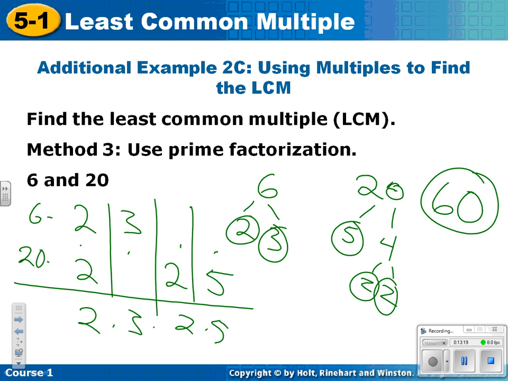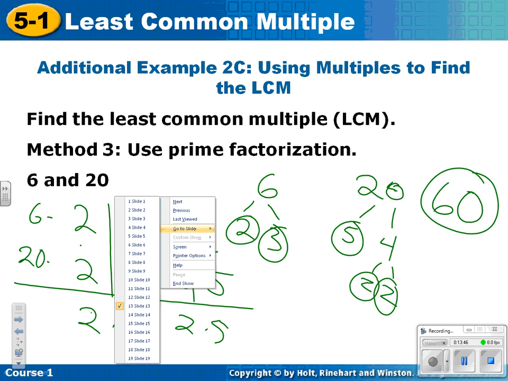Kevin. If you don't need to, you don't have to. If you want. You have to use the columns. You have to use the 2, 3, 2, 5. Yes.